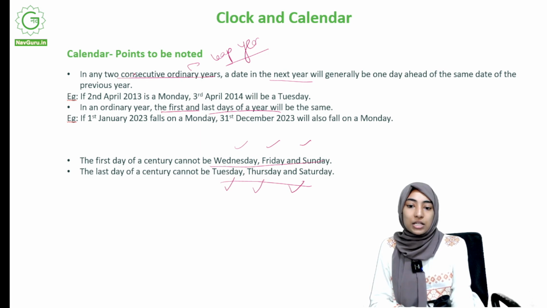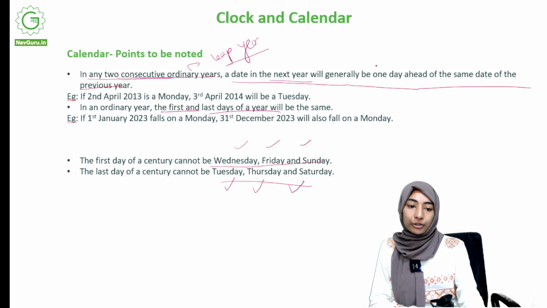So right, in any 2 consecutive years, a date in the next year will generally be 1 day ahead of the same date of the previous year. Okay, what do you need to do? You need to find 1 day ahead, and that's what we've done here.